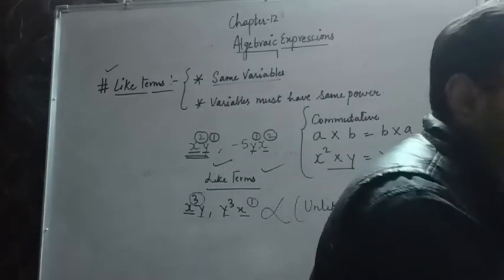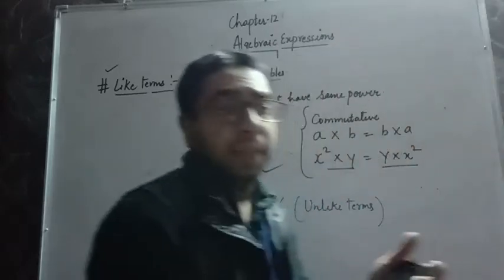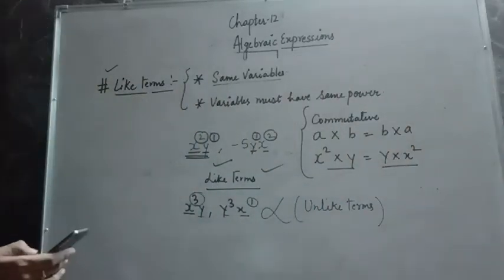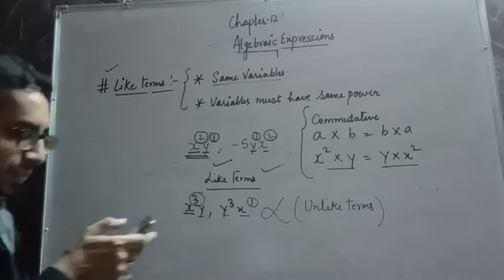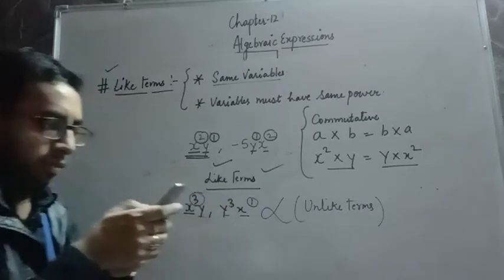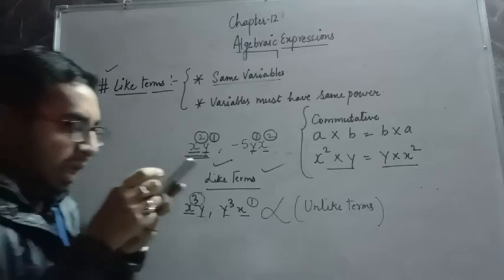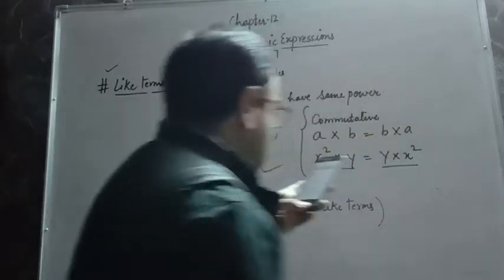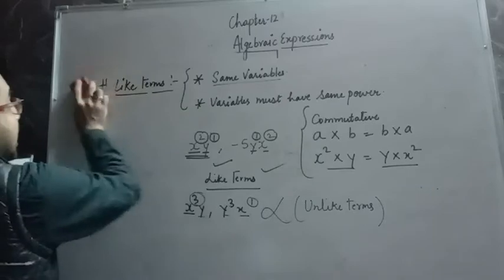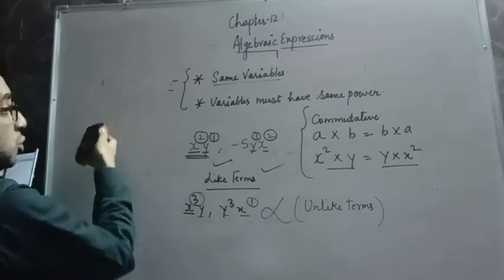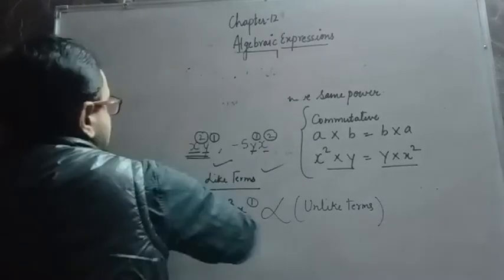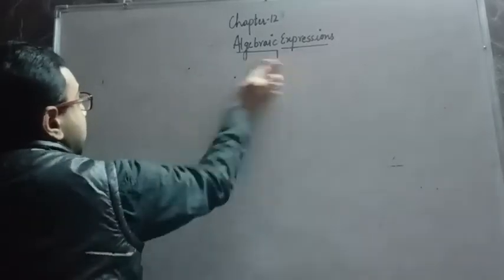Let's move on immediately to exercise 12.1. We'll do a few questions related to it. First of all, let's do question number 5. Classify into monomials, binomials and trinomials. Okay. First one, how many terms are there? 2 terms are there. So what is that? Binomial. So let's observe.